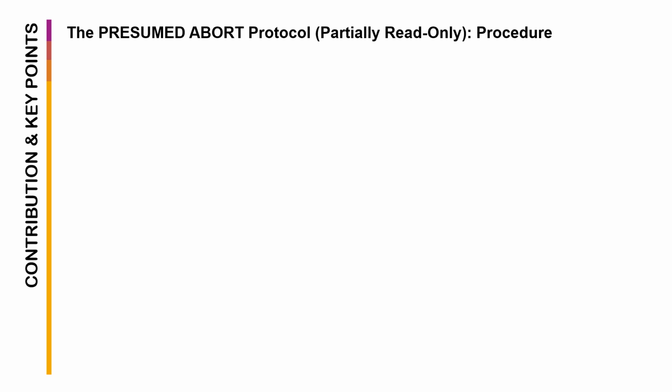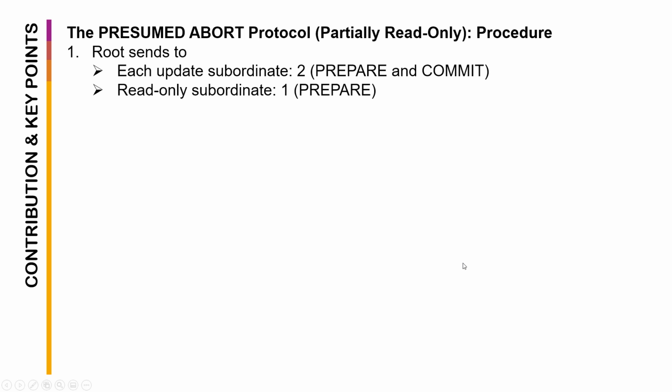Now let's look at the partially read-only transactions. Again, by definition, a transaction is considered partially read-only if some processes of the transaction do not perform any updates to the database while the others do. So the first is the root sends two messages to each update subordinate. One is the prepare message and the other is the commit message. And it also sends one message to the read-only subordinate, which is the prepare message.